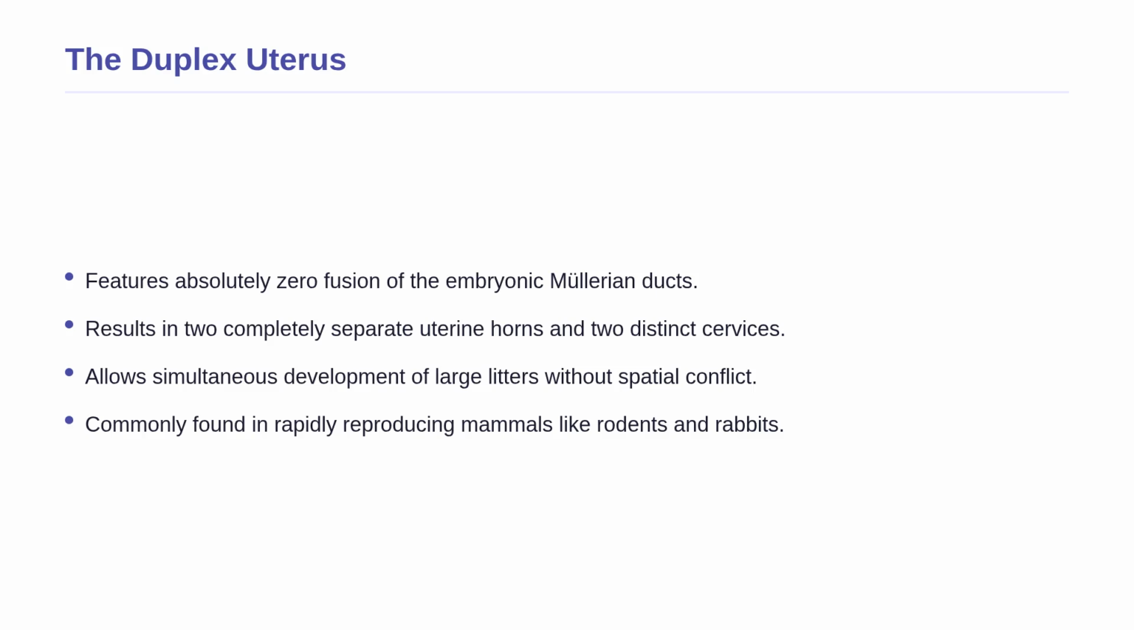This varying degree of embryonic fusion gives rise to four primary types of uteri, starting with the duplex uterus. In a duplex uterus, the Mullerian ducts do not fuse at all. This results in two completely separate uterine horns and two distinct cervices. Because the left and right sides are entirely independent, this anatomical setup is perfect for carrying large litters of offspring simultaneously without overcrowding. You will commonly see this type of uterus in animals that rely on rapid, high-volume reproduction, such as rodents and rabbits.